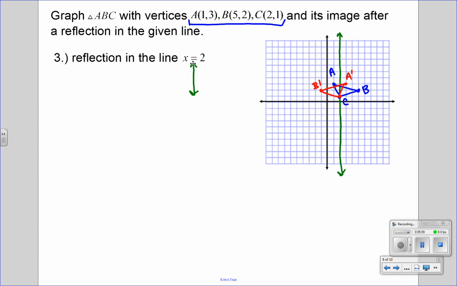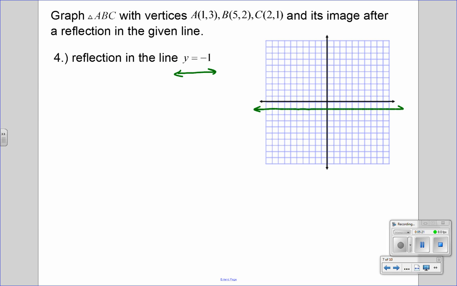So let's try another one. This time we're doing a reflection in the line y = -1. And anything that is y equals is going to be a horizontal line. So this one is going to be a horizontal line at -1. Then let's graph our pre-image in blue. We have (1, 3), (5, 2), and then (2, 1).